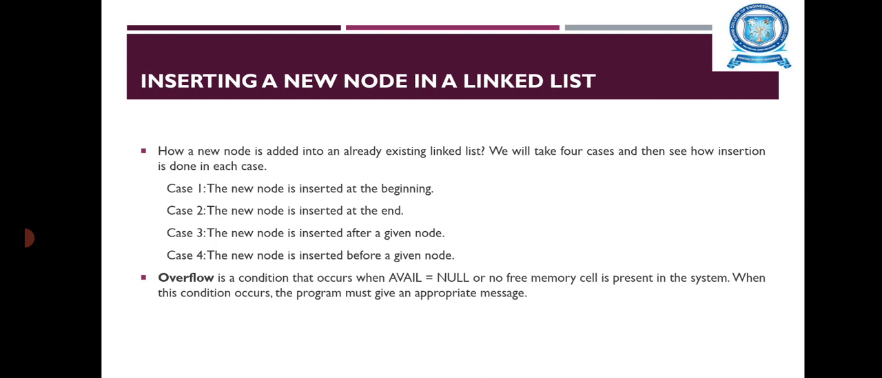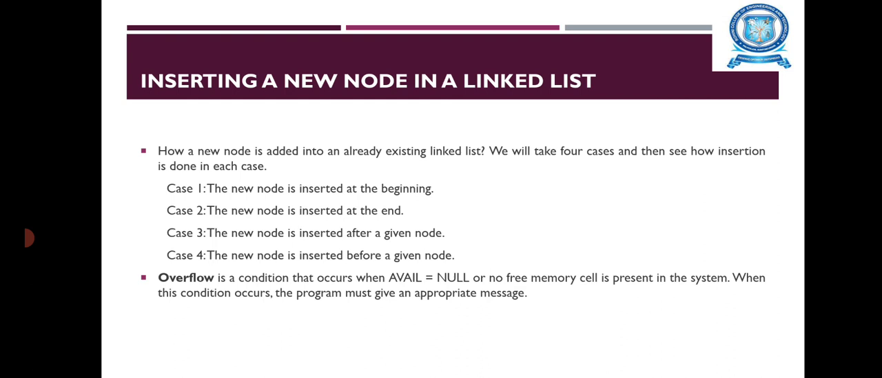How a new node is added to the linked list can take four cases. First, in case 1, the new node is inserted at the beginning. In case 2, the new node is inserted at the end. In case 3, the new node is inserted after a given node. Then case 4 is the new node is inserted before a given node.